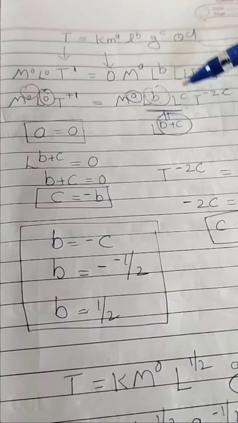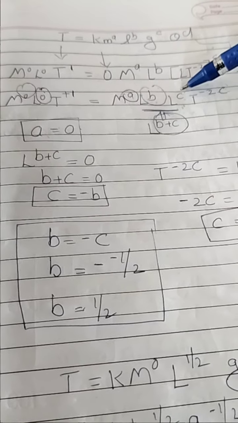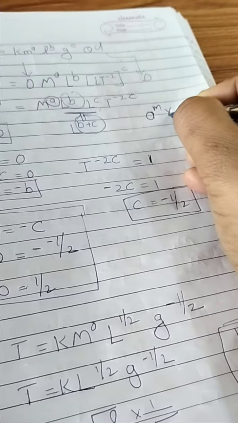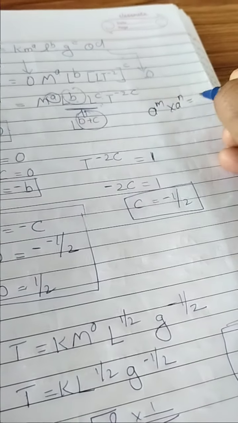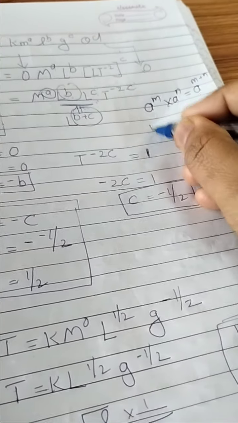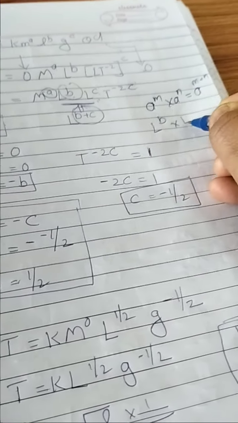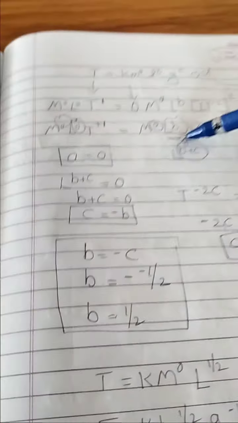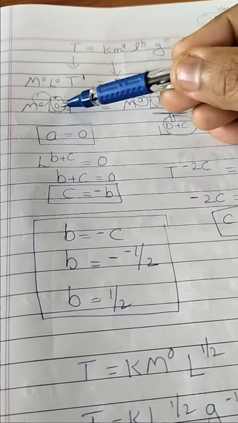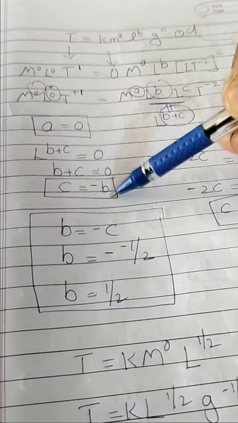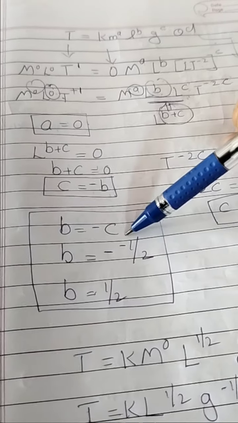a raised to m into a raised to n is a raised to m plus n. You already know the expression. What is in our given data? L raised to b into L raised to c is L raised to b plus c. This L raised to b plus c equal to 0. That means c equal to minus b and b equal to minus c.